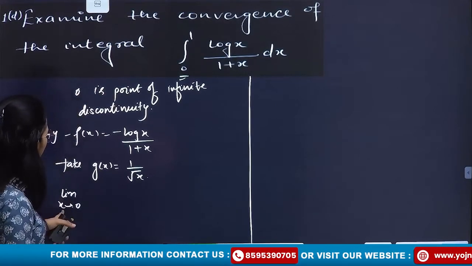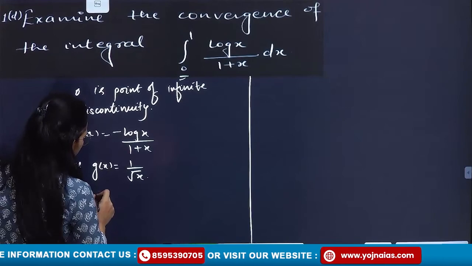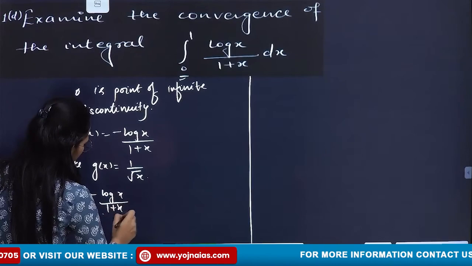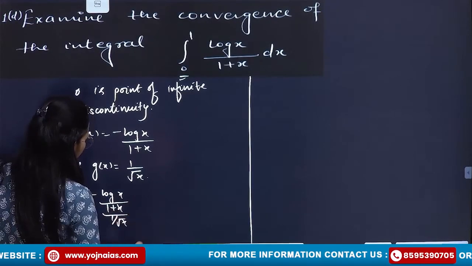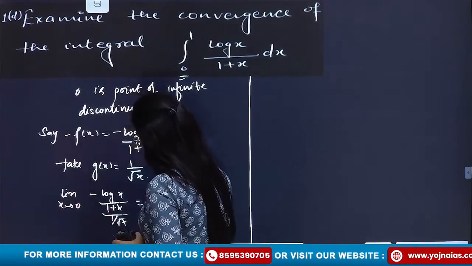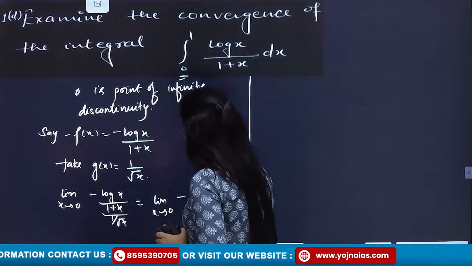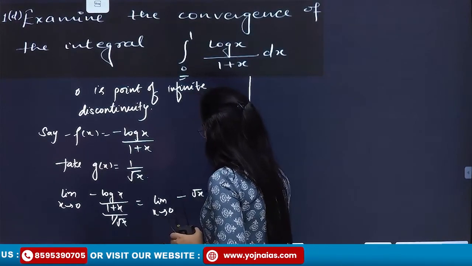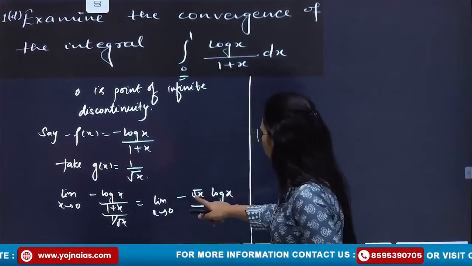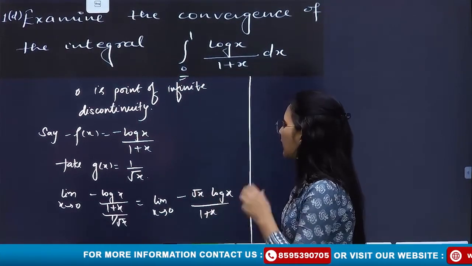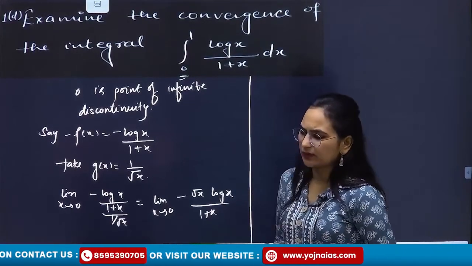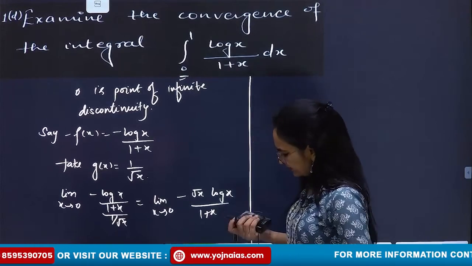So the limit would be limit x approaches 0, f(x) by g(x), going to be minus of log x divided by 1 over root x. What is this equal to? Limit x approaches 0, minus of root x times log x over 1. If you put x equal to 0, then this is going to be 0 into minus infinity, that is 0 into infinity, and 0 into infinity is one of the indeterminate forms, right?